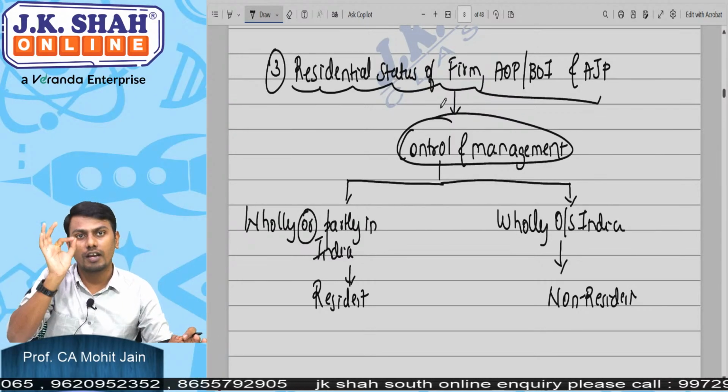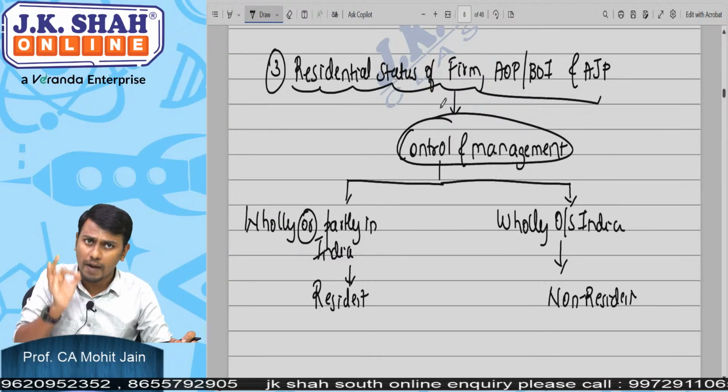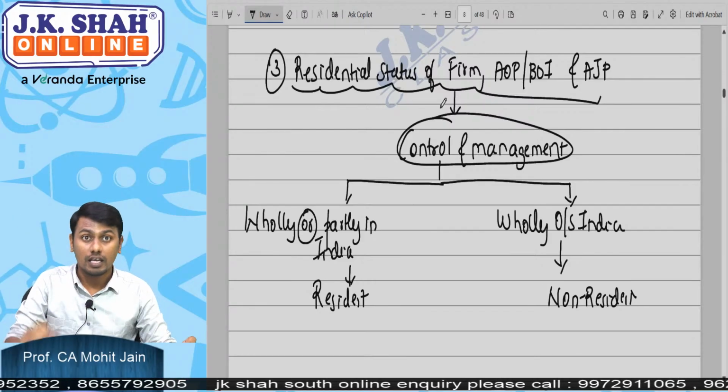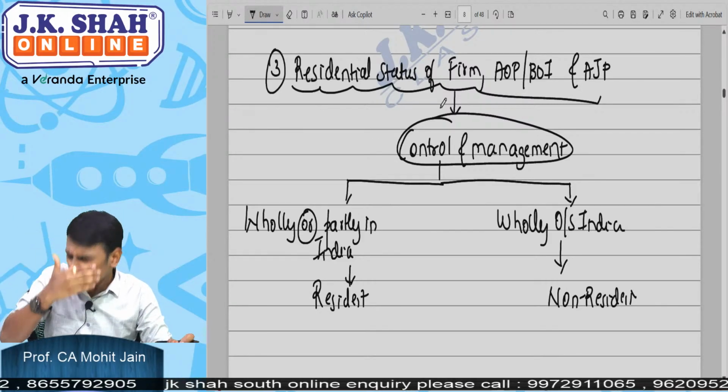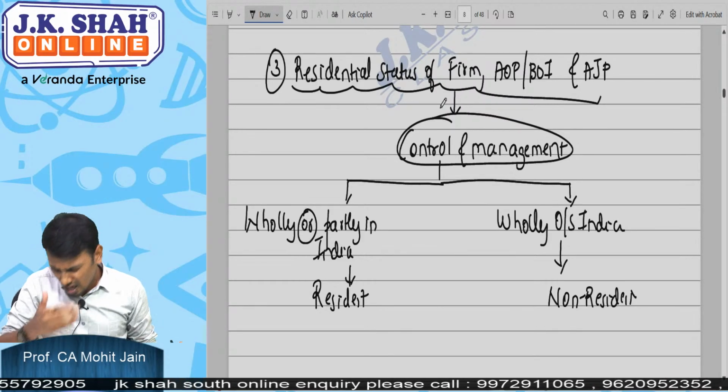At Inter level, very easy. Where is the control and management from? Is it wholly or partly in India? Resident. Is it wholly outside India? Non-resident.